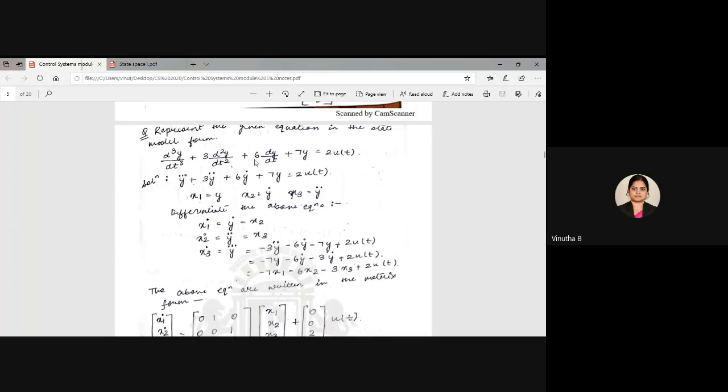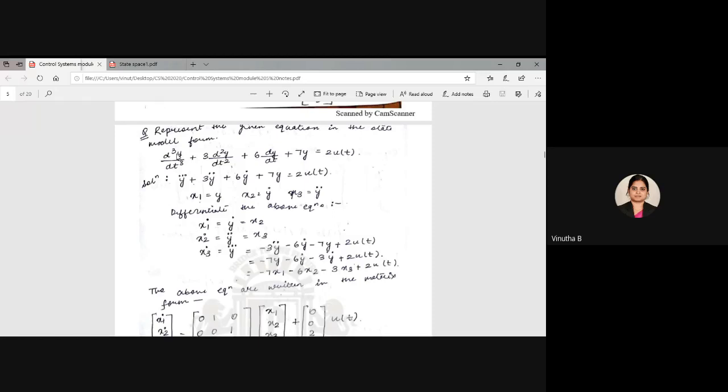So I will just give you this equation and I will tell you how to replace this. The rest I think you can try to do. Represent the given equation in the state model form. It is d cube y by dt cube plus 3 d square y by dt square plus 6 dy by dt plus 7y, which is equal to 2 into u of t. So in place of r of t, we have here 2 into u of t.